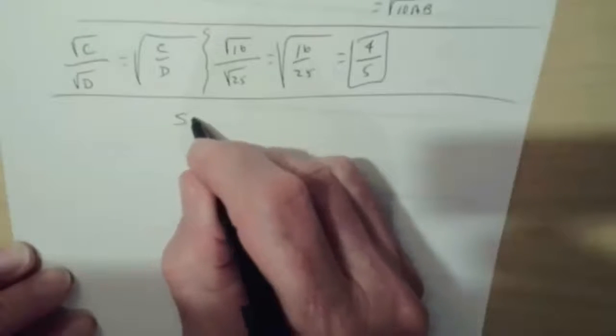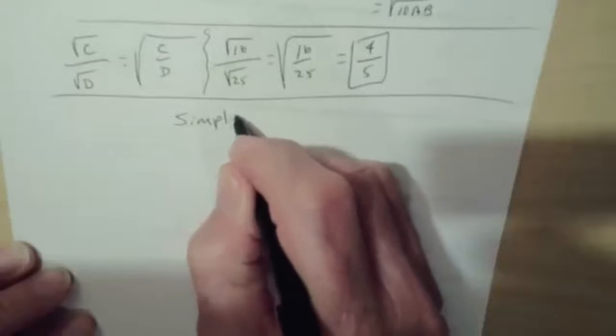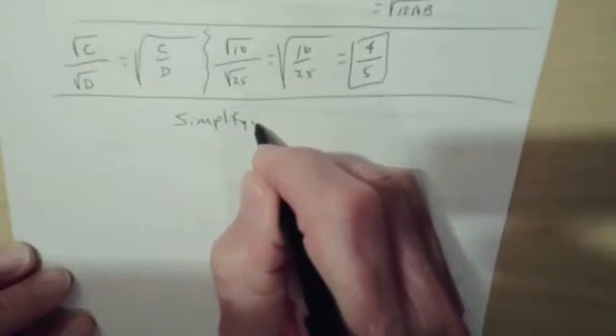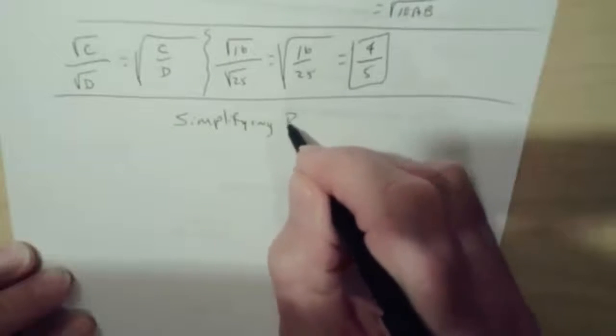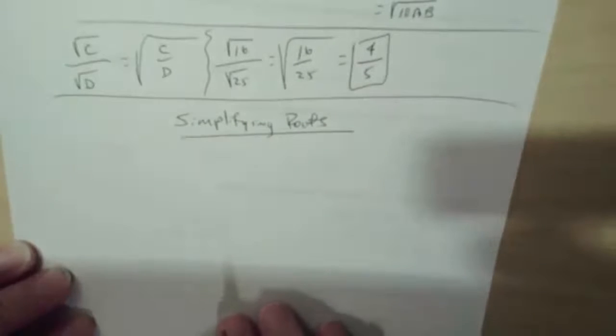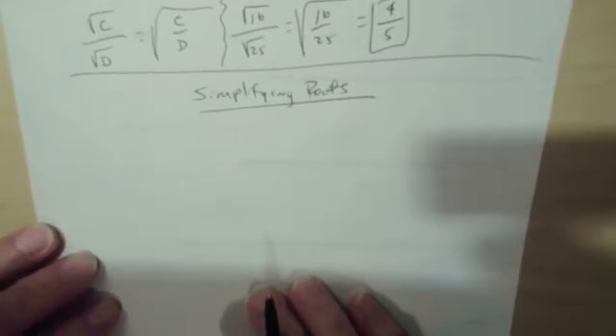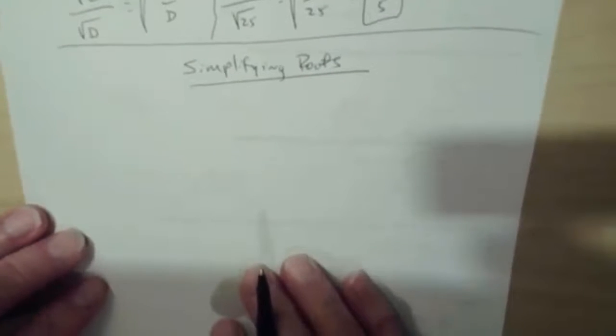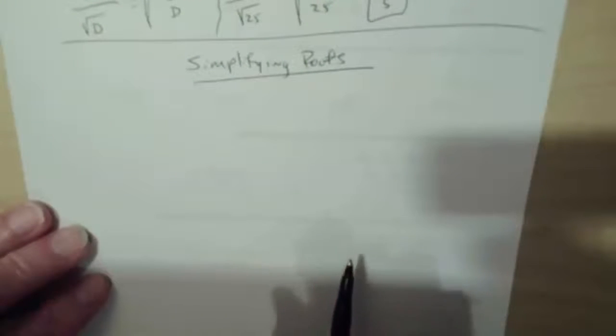Okay, simplifying roots. Now I'm going to go pretty fast on this because you can stop and start it. Of course, you know better than I do. Plus the fact this recorder will only give me a certain number of minutes to record, so I'm going to have to go kind of fast.